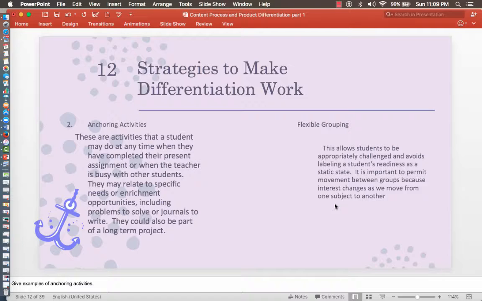So we need to have some strategies to make it work. So we want to have some anchoring activities. And these are things that they may do at any time when they've completed their present assignment or when you're busy helping other students. But the activity always goes back to the overall goal of the lesson or the unit. We also want to do flexible grouping. This helps students to be appropriately challenged, and it also helps us to avoid labeling any readiness issues that a student may have.